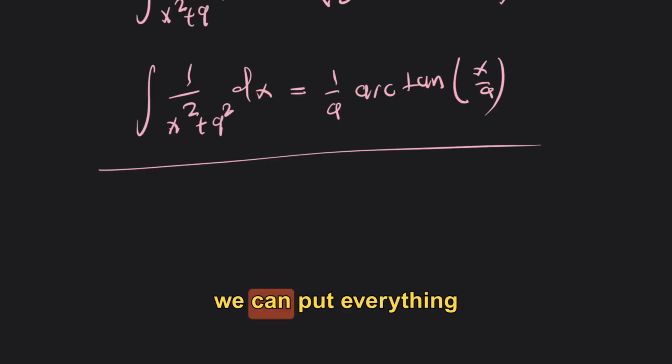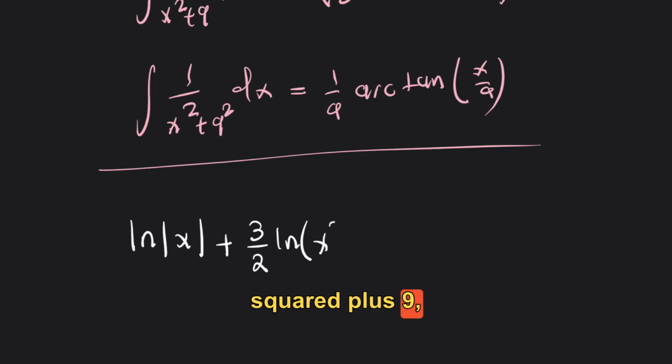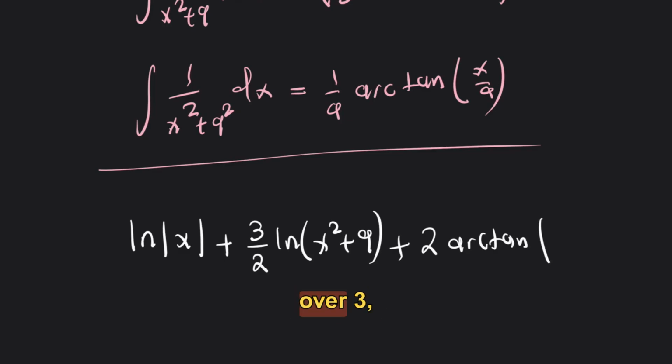Okay, at this moment we can put everything together. The integral leads to the natural log of x, then plus, in the middle we found 3 over 2 natural log of x squared plus 9, then plus, we had 6 divided by 3, which is 2, so we have 2 outside arctan of x over 3, then plus C.